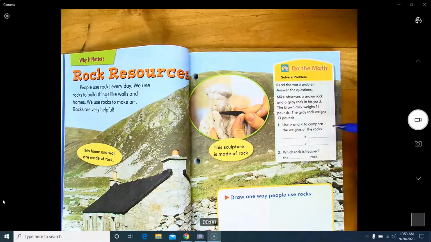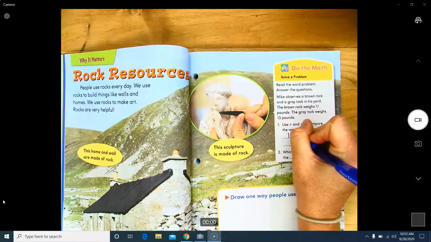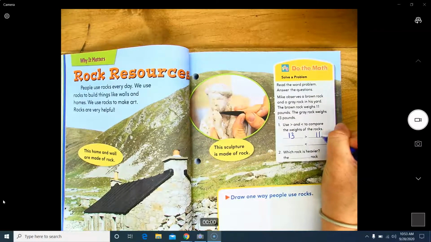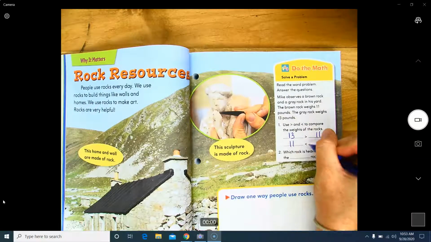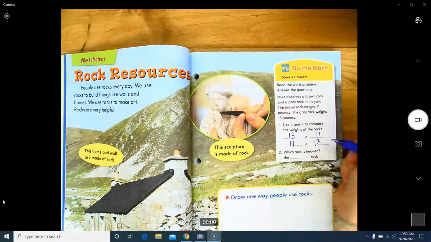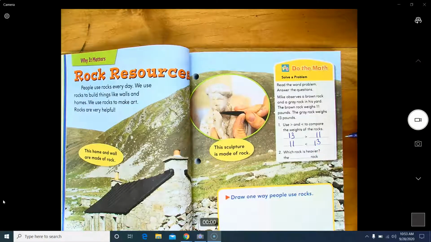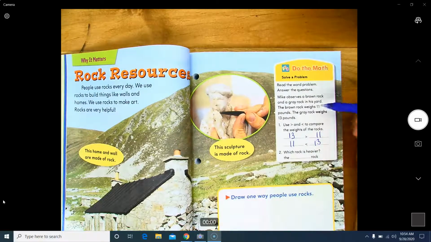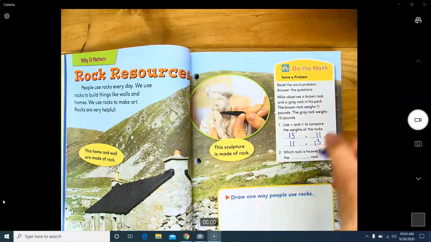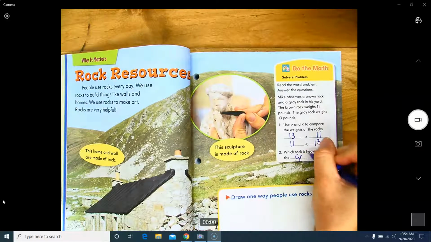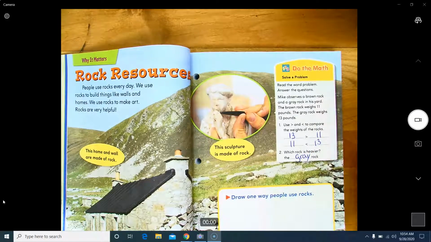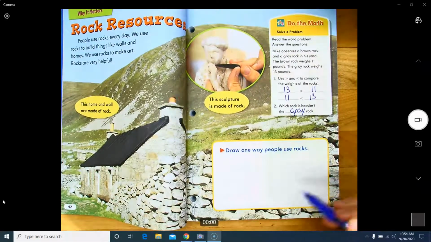So we have a greater than sign. Which number is greater than? That's right, the 13 is greater than 11. And then the 11 pounds is less than the 13. Which rock is the heavier rock? Let's see. We have the gray rock is 13 pounds and the brown rock weighs 11 pounds. So it's the gray rock. And down here you can draw one way people use rocks.